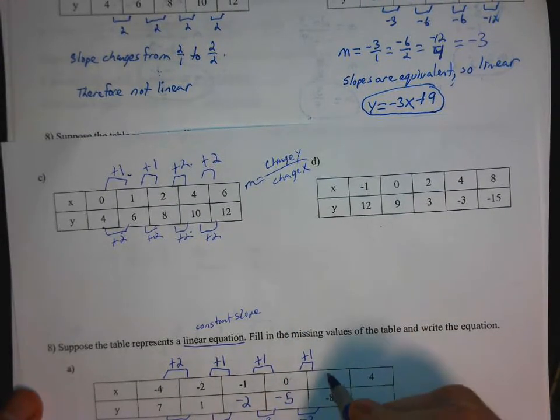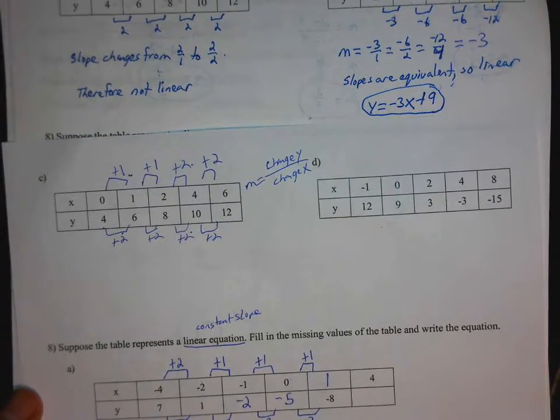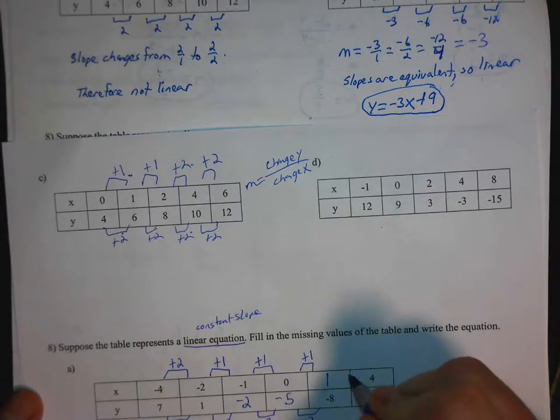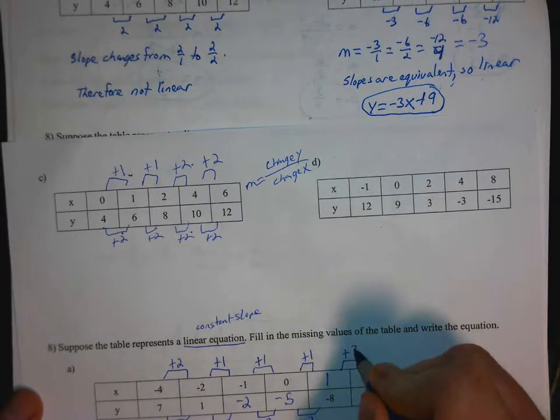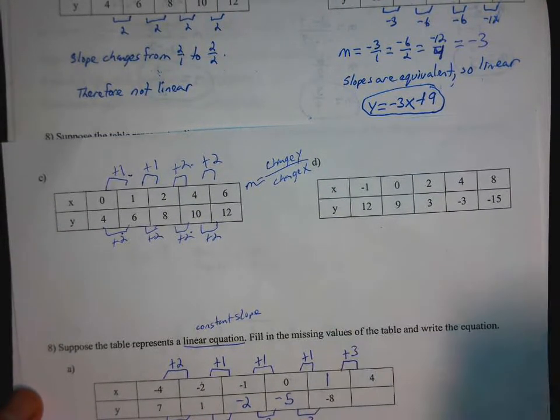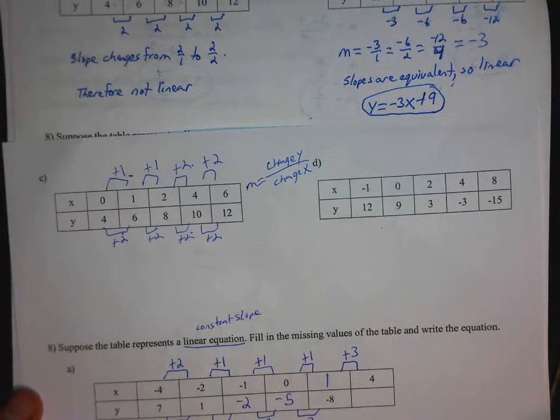So 0 plus 1 gives you 1. And then what happened? Well, we don't know what happened with the y's, but we know the x's went from 1 to 4, which meant that x had to add 3. So if x adds 3, what does y have to do?